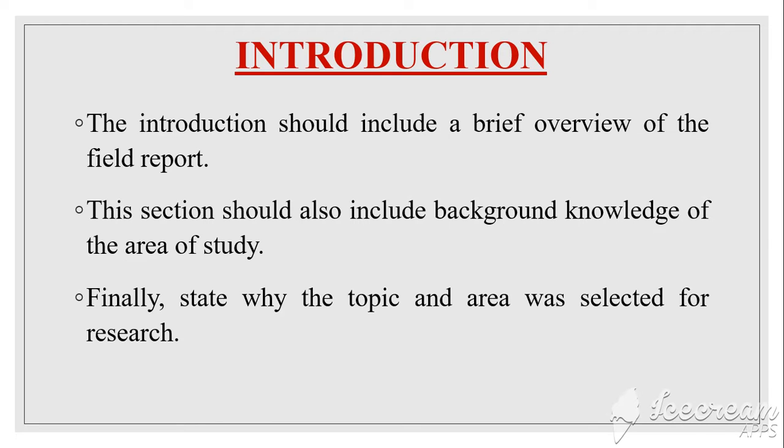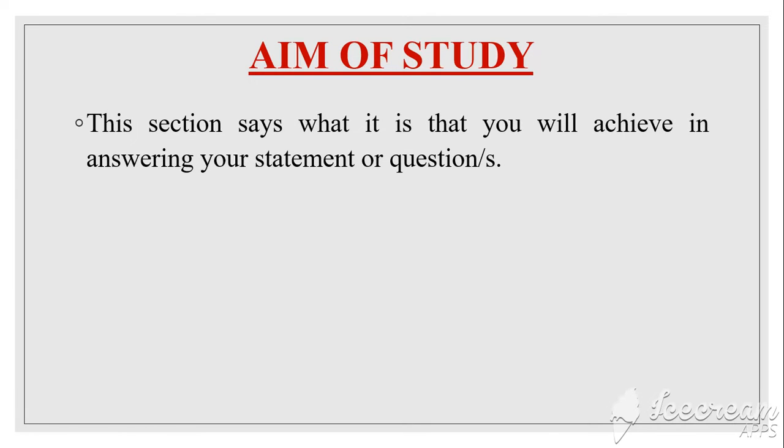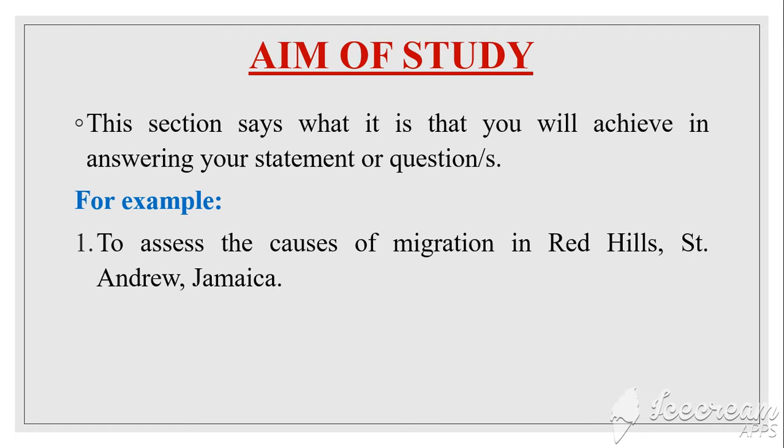Why the area was selected, you can mention, for example, because it is related to the research topic or convenient for the researchers. Next we have the aim of study. So this tells us what we have accomplished from the field study. So usually this is on the questionnaire or the worksheet that you get.